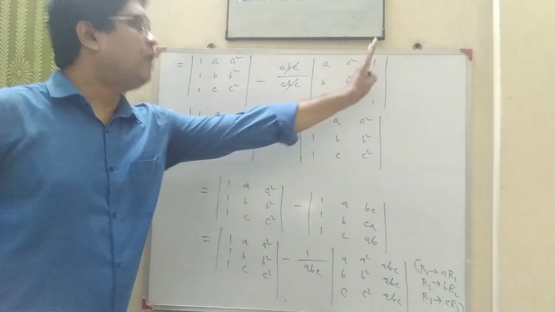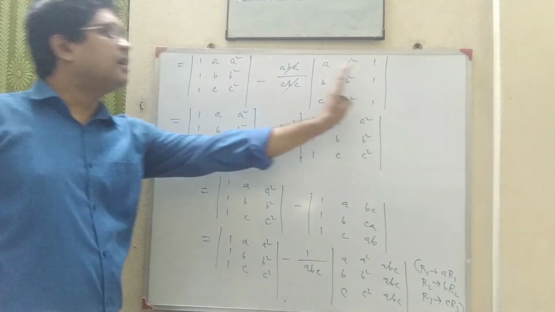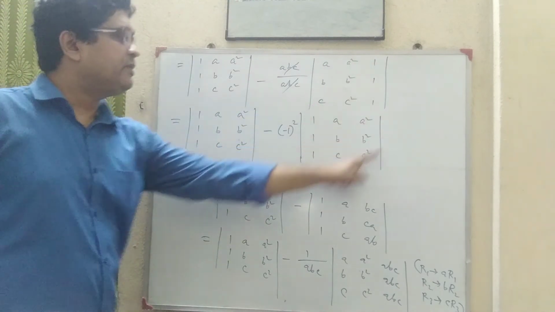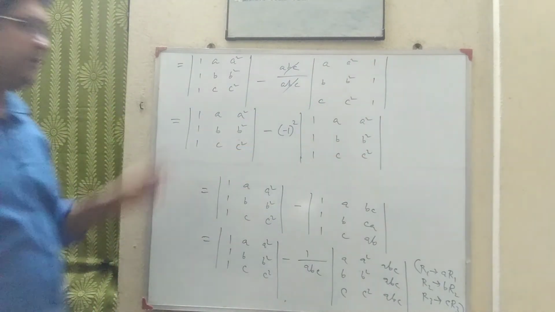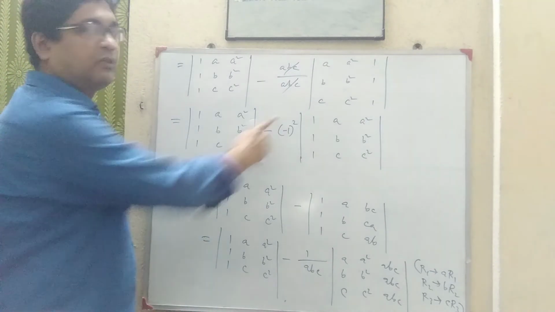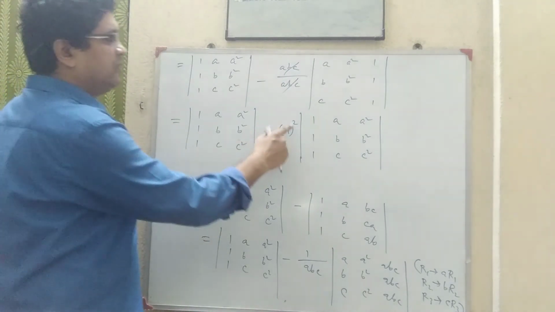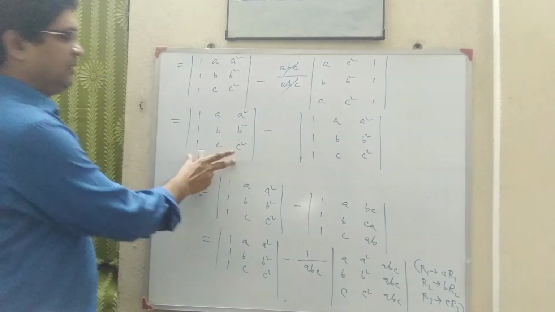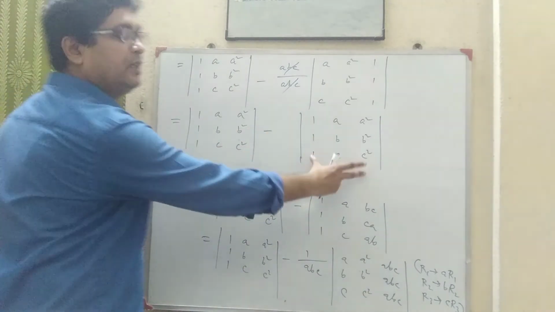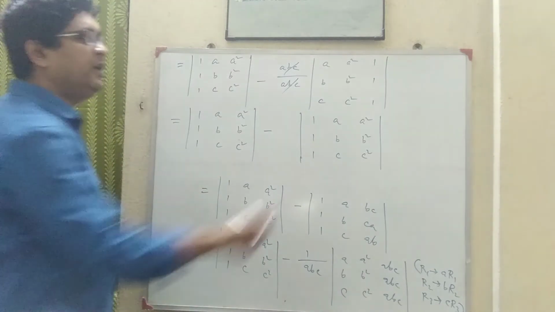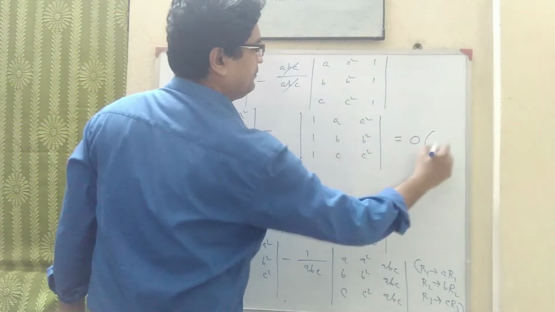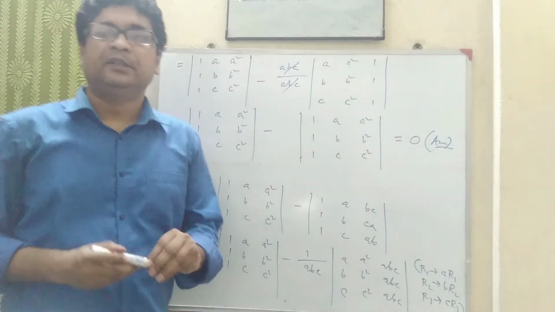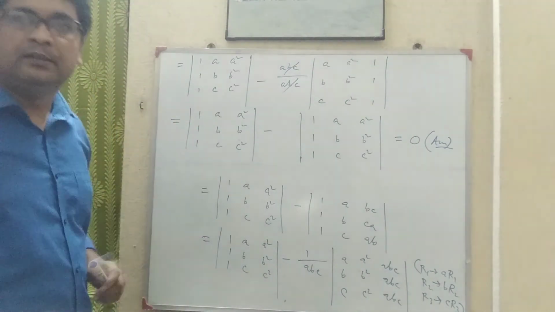Look at this 1, 1, 1: the third column has passed over the first two columns, and it is now the same as this determinant. Now -1 whole square means +1, so it will be this determinant minus the same determinant. So the answer will be 0. So let's go to the next example.